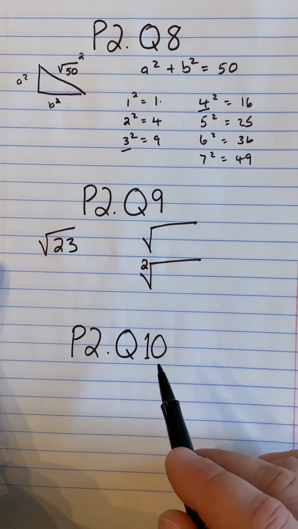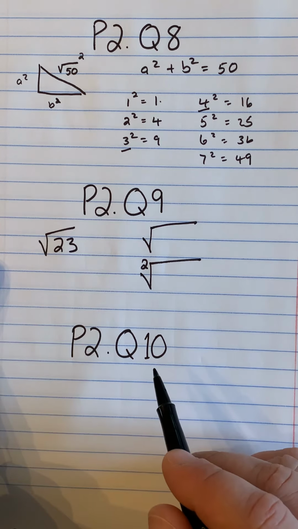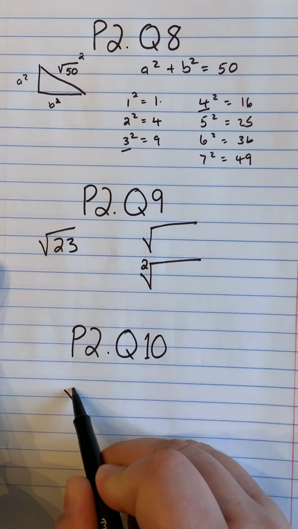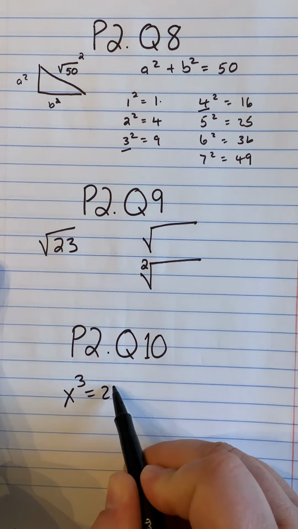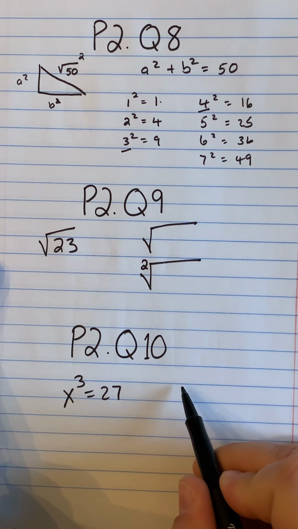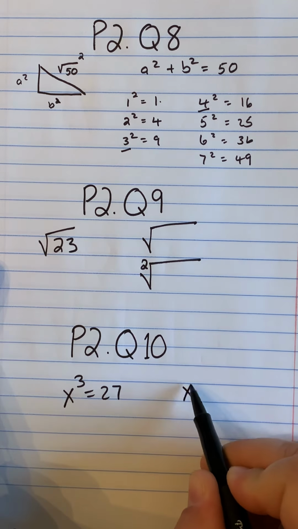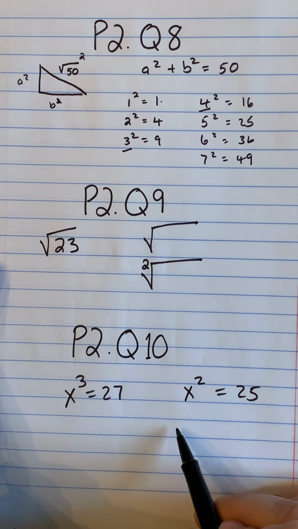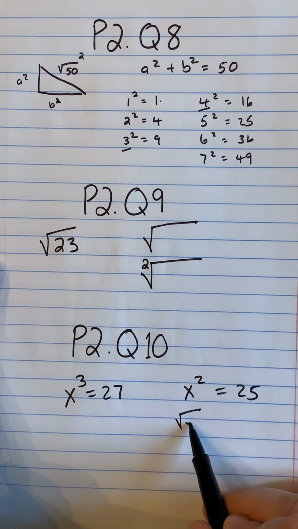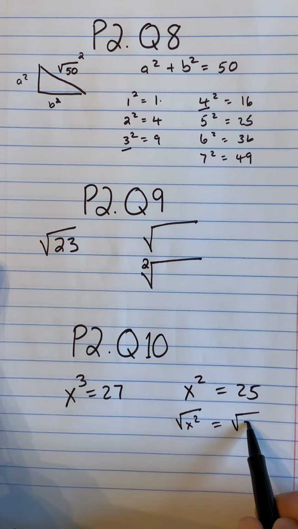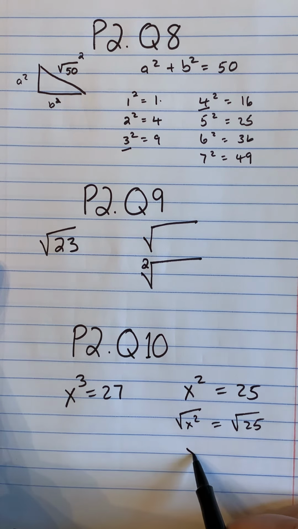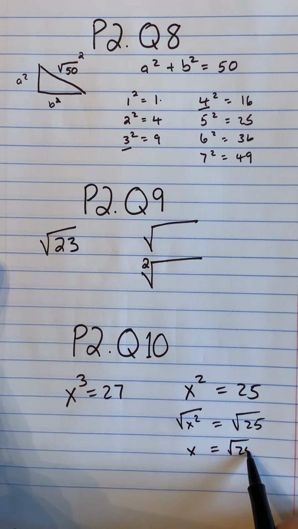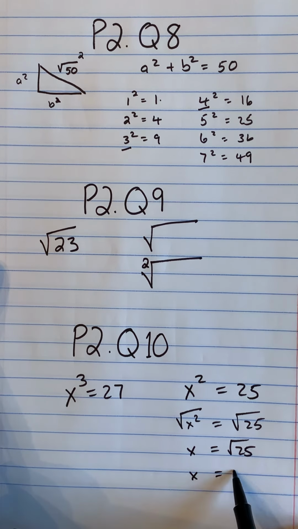Okay? The last question asks you to solve the equation x cubed equals 27. Well, if I had the equation x squared equals 25, how would I solve that? Well, I would take the square root of both sides, right? And I would get x equals the square root of 25, or x equals 5.